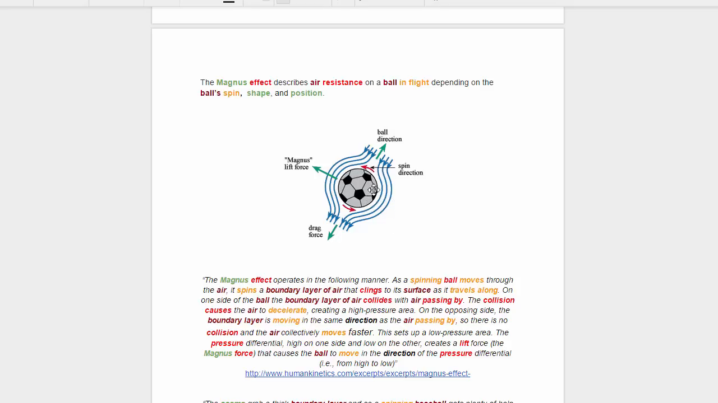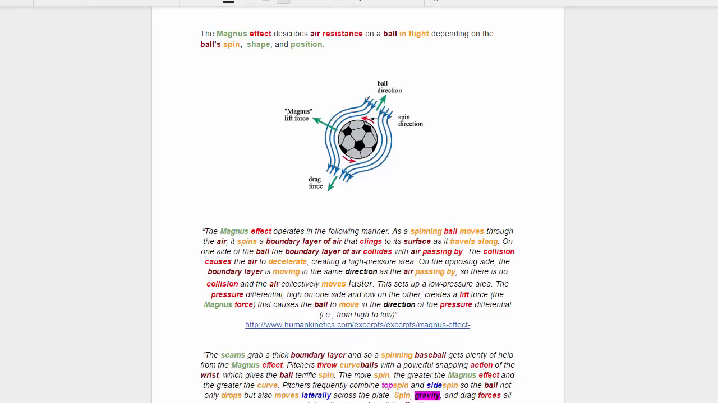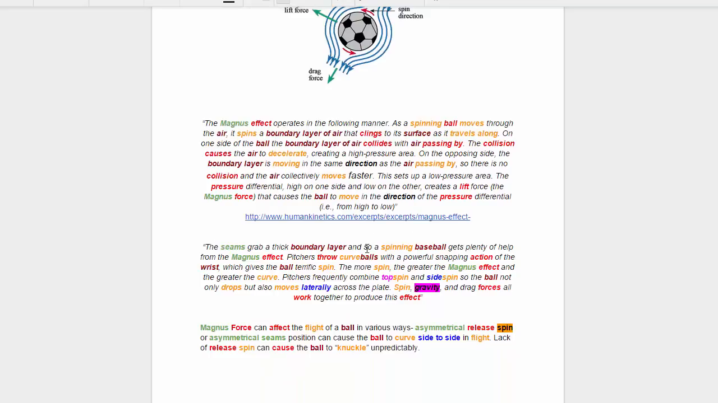So if we get the seams of the basketball in the right place and we get a good amount of backspin, it could keep the ball in a straight line, give it an extra boost in the air, which gives us extra arc and extra accuracy. So seams grab a thick boundary layer. This is more important in baseball because you get way more rotations per second than with a basketball, but it's still relevant. We're borrowing ideas from baseball here because it's been studied more in baseball than basketball.